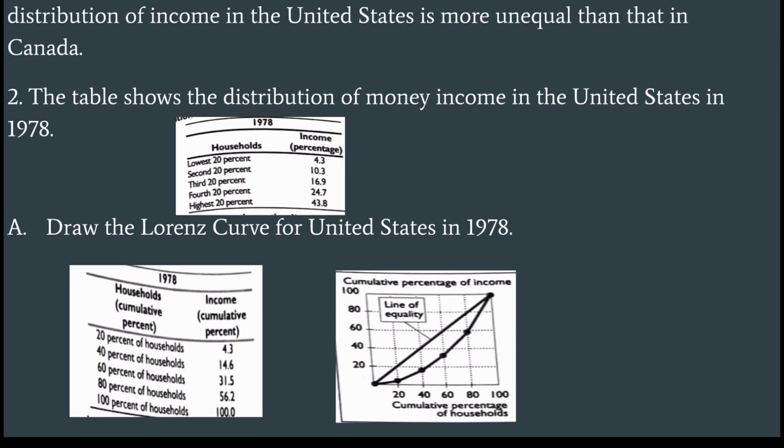Second, the table shows the distribution of money income in the United States in 1978. This is the table. And draw the Lorenz curve for 1978. So this is the cumulative percent calculated for households and income, and then it is drawn on the Lorenz curve.